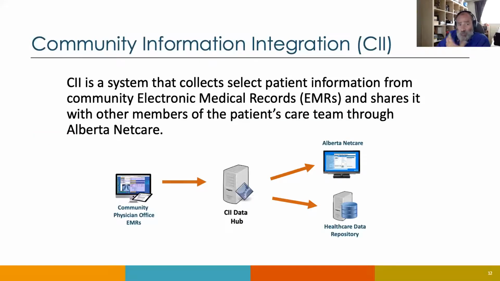The first one addresses community information and what is community information integration in a very basic way. And essentially CII, or community information integration, is just a data hub that can help move information from community physician offices into Netcare and also into something called the Healthcare Data Repository. So basically CII is a technology that allows information to move from one place to another. Generally, if people are learning about CI PAR for the first time, this is the first time they hear about the healthcare data repository.